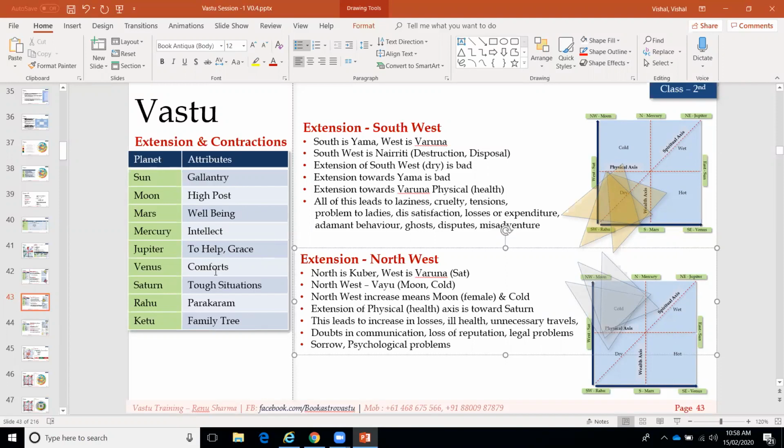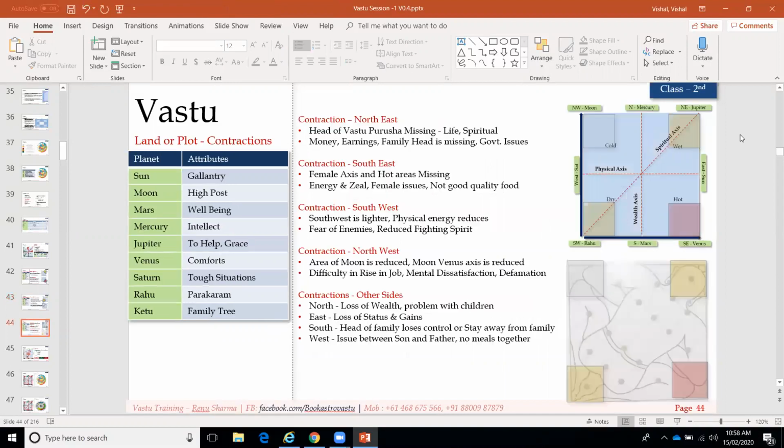Venus is comfort, all the material comforts. Help in tough situations comes from Saturn. Rahu is also prakram, and Ketu is family tree, and that is coming from the lineage part. I will cover why in astrology Ketu is called the family tree, but that was actually just mentioned. Just remember this as the significance of these. But let's just go to the other extensions first.